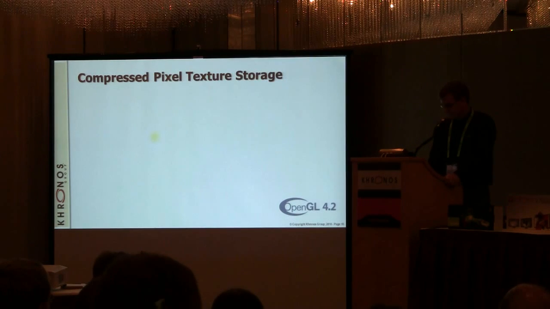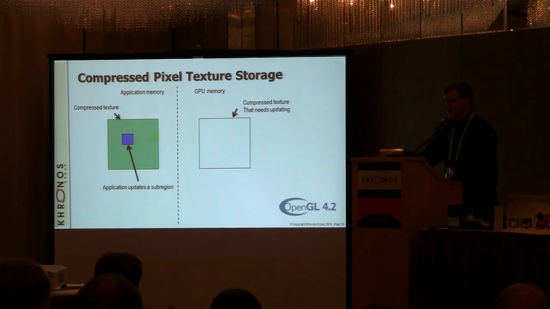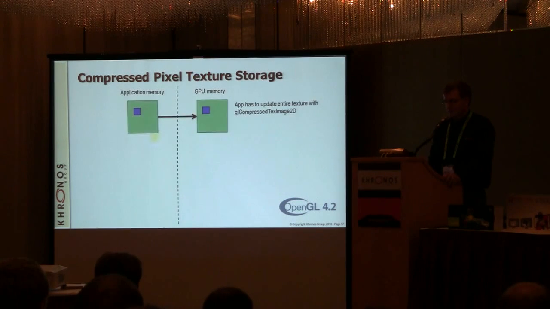Okay, compressed pixel texture storage. I have an example here. So here's the problem. We have application memory on the left, GPU memory on the right. You create a compressed texture, and that compressed texture has been downloaded onto the GPU memory. So now you want to update a subset here, the blue rectangle. And the question is, how do we do that most efficiently? Well, there's one easy way: download the whole thing. Not very fast, not very efficient, but it works.